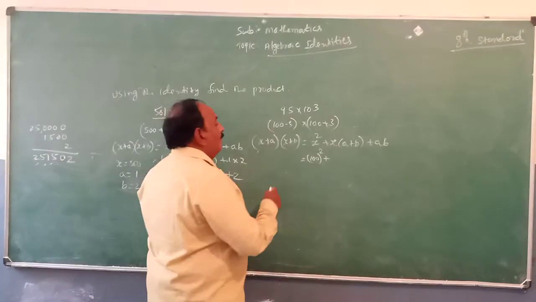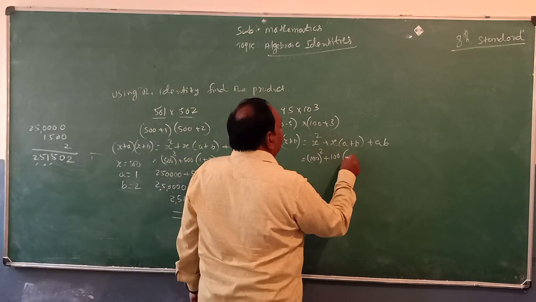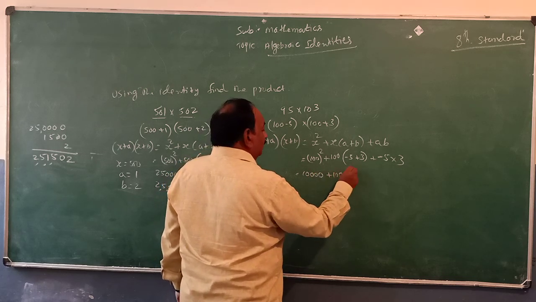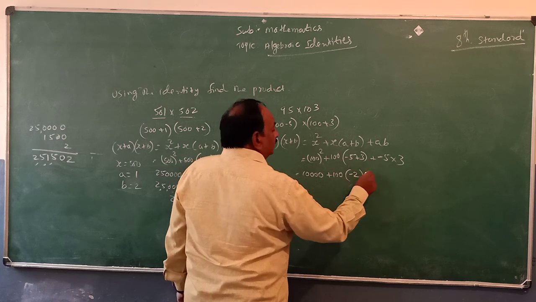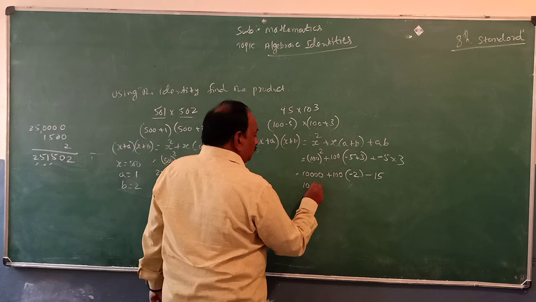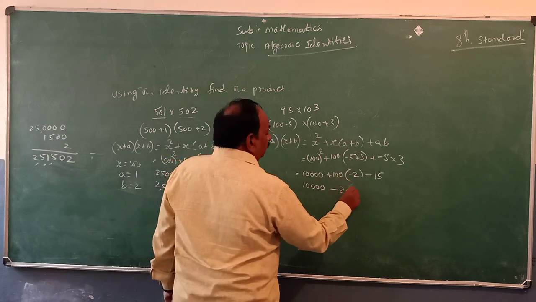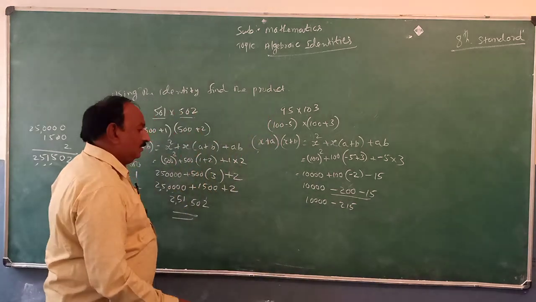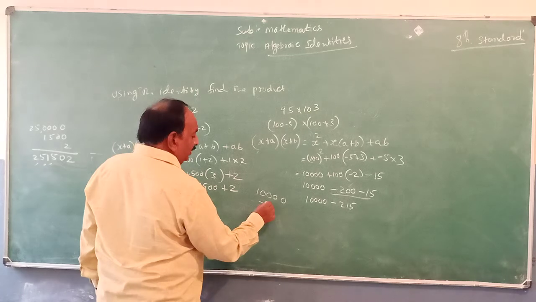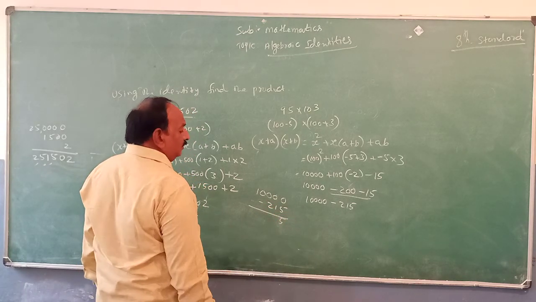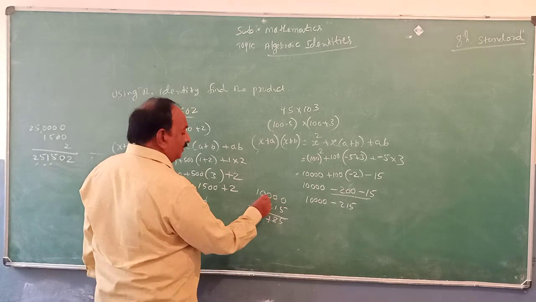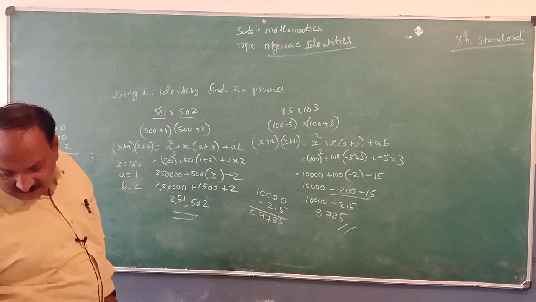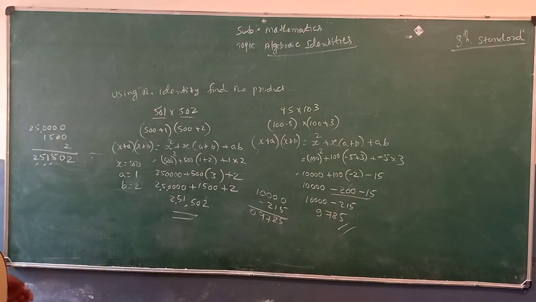2,51,502. The same problem, this time 100 into a plus b, minus 5 plus 3, minus 5 into 3, 1 followed by 4 zeros plus 100 into minus 5 plus 3, which is minus 2, plus into minus is minus. 5 3s are 15. 100 2s are 200, minus 250. 10,000 minus 250, 9,750... 9,785. So in this way we are going to solve some problems.